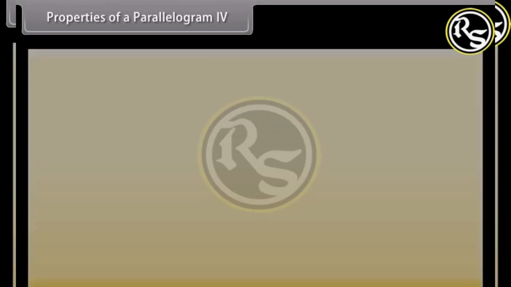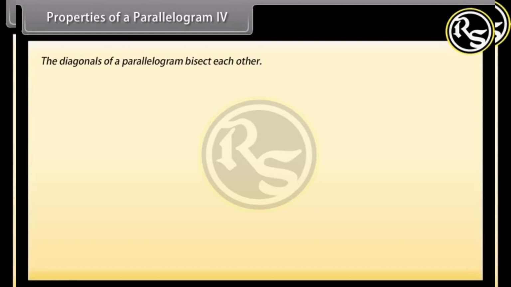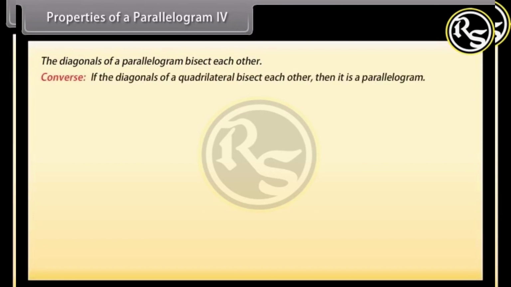Properties of a parallelogram 4. The converse of this theorem results in one more theorem. The converse says, if the diagonals of a quadrilateral bisect each other, then it is a parallelogram.